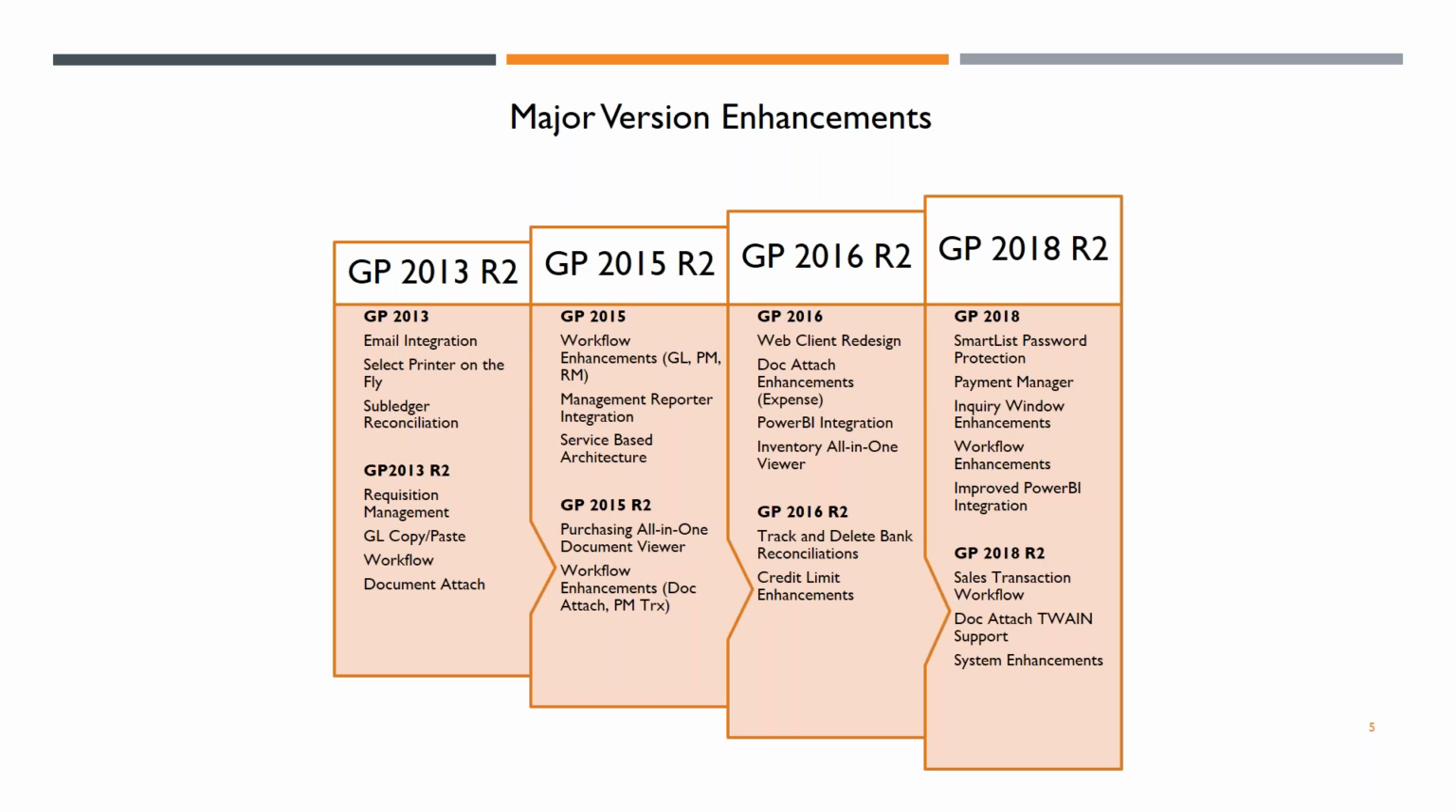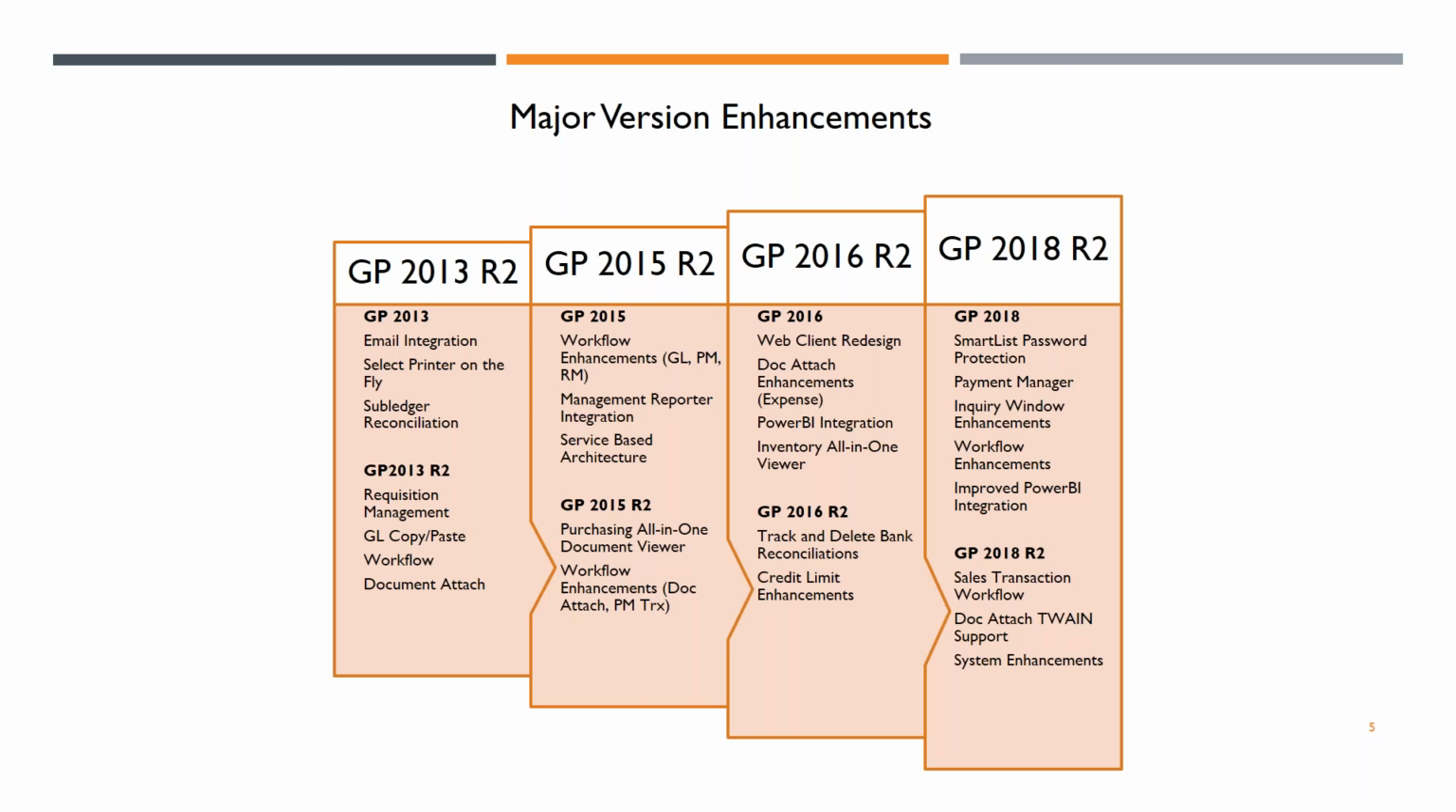And then again in R2 they enhanced the workflow, so they added more features for the document attach, and you could actually have an approval on a document attachment, so you could maybe force people to attach a document, as a way to make sure you don't forget, as well as they added PM transactions. In the previous release it was payables batches, now you could actually put approvals on the transactions themselves.